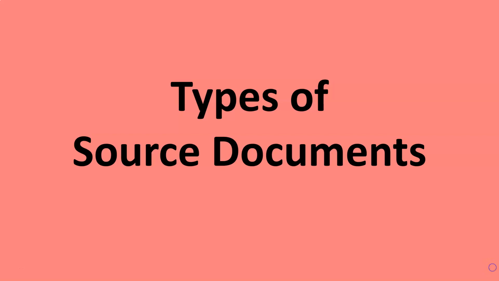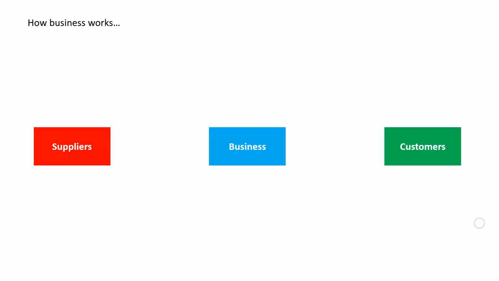What are the different types of source documents? In the real world, there's potentially dozens, even hundreds of different types. We're going to keep it simple. And to keep it simple, why don't we just say, look, this is basically how business works. It's obviously a lot more complicated than this, but we'll say there's suppliers, there's our business, and then customers.